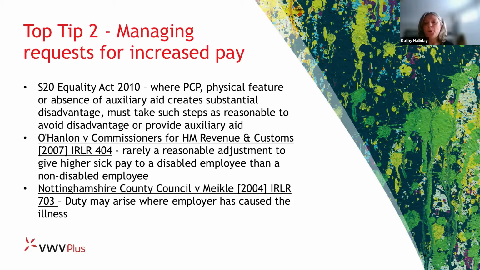So the good news for employers is that the general principle set out in the case on the slide of O'Hanlon is that it is rarely a reasonable adjustment to give higher sick pay to a disabled employee. And we'll come back to rarely in a moment. But what the Court of Appeal did when they looked at this case was they looked at why there was a duty to make a reasonable adjustment. And they said that this is designed to enable disabled people to, and I quote, play a full part in the world of work and not to treat them as objects of charity.